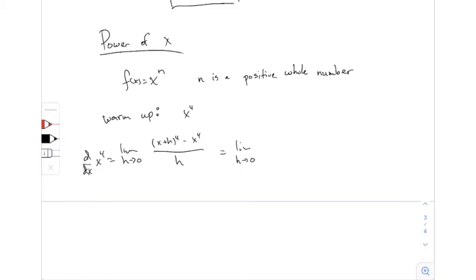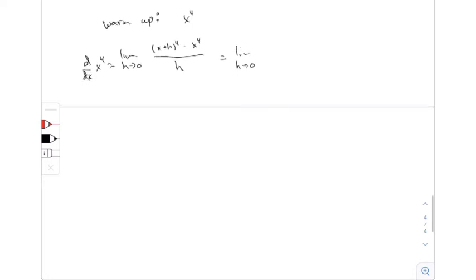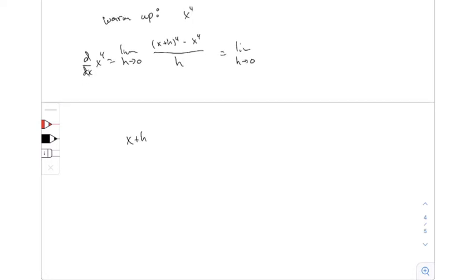Anybody ever thought about this? Check it out. This one we do all the time. If you square it, what you get is x squared plus 2xh plus h squared. If you cube it, just because I know the trick, it's this. Anybody seen this before? There's actually a pattern to those numbers. Do you remember the pattern? No.